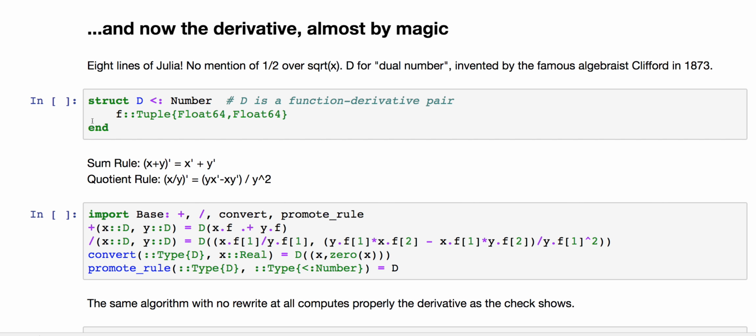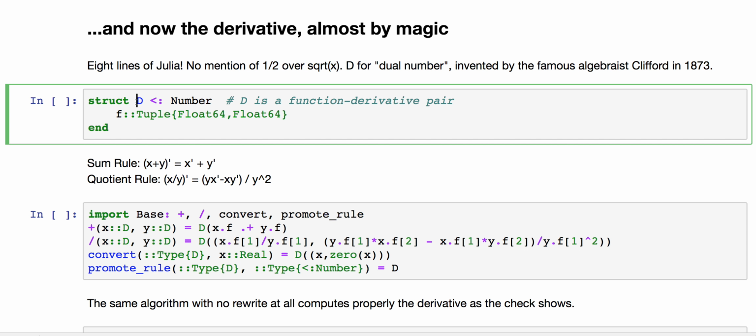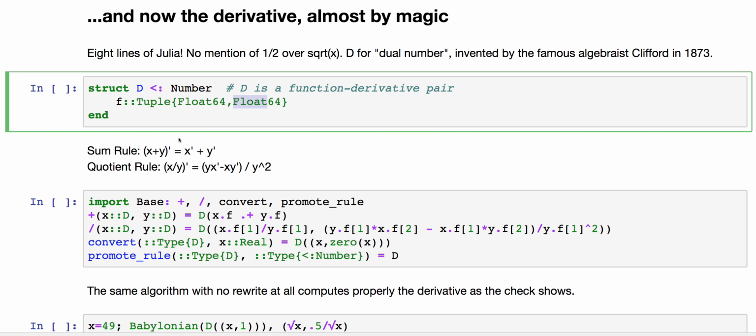In the first 3 lines here, I'm going to create a simple pair of floats. So I'm going to use D. D is for dual number, which was invented by a mathematician back in the 19th century. And a dual number is simply going to be, for us, a function and derivative pair. And so these 3 lines right here create the dual number.